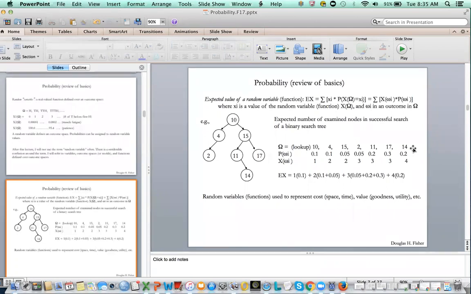The values that we are associating in this case with those different outcomes is the number of nodes that I have to visit. So if I'm asked to look up a 10, that's going to happen with probability 0.1, and that's going to require that I visit one node, the root. If I am asked to look up a 4, that's going to happen with probability 0.1, and that's going to require that I visit 2 nodes. Looking up a 15 with probability 0.05 will require I look at 2 nodes. And the example continues there.